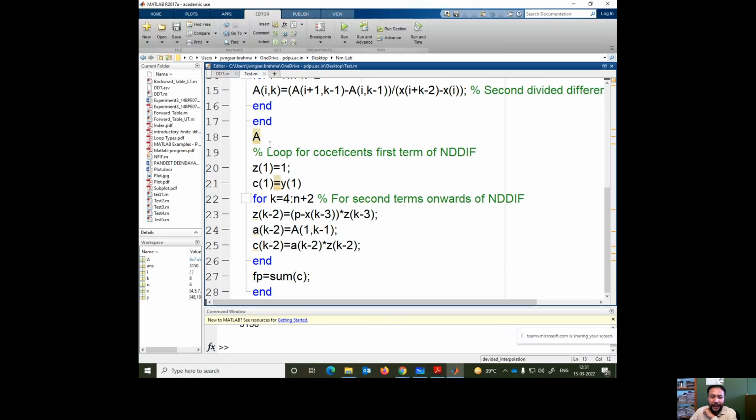Up to this point, this is the divided difference table. Today's lecture is more importantly about the looping system for the coefficients, the first term of the Newton divided difference interpolation formula. We defined it for the first term, and from the second term onwards we have defined it too. Let us try to run another set of points.